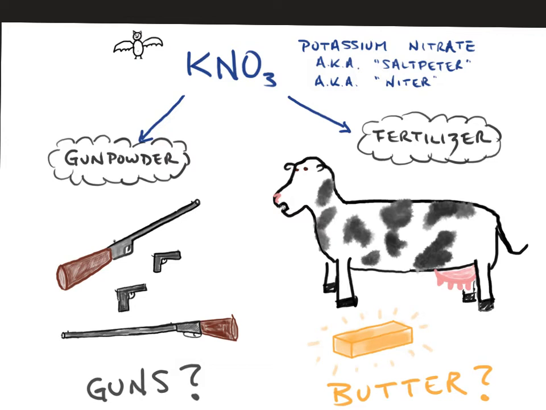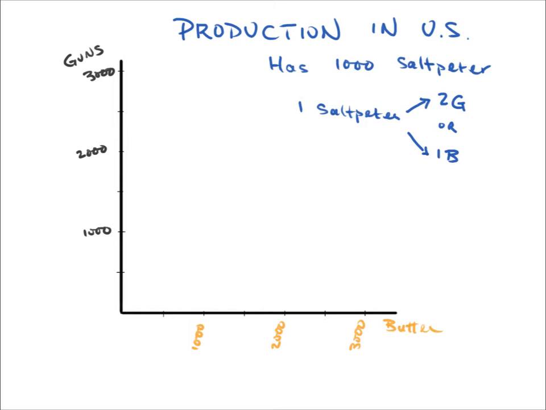Okay, so let's imagine two countries. Trade between, I'll just say, the United States and Canada. Let me just set up the United States. The United States has 1,000 tons of saltpeter. And U.S. factories can produce, let's say, 2 boxes of guns with each ton of saltpeter.